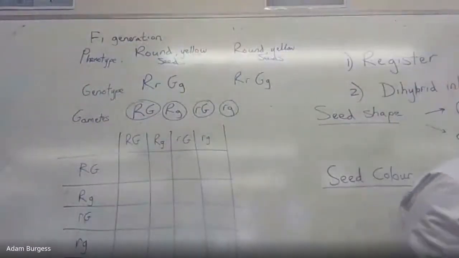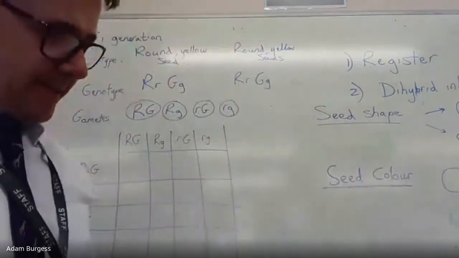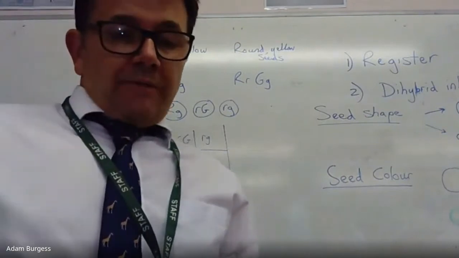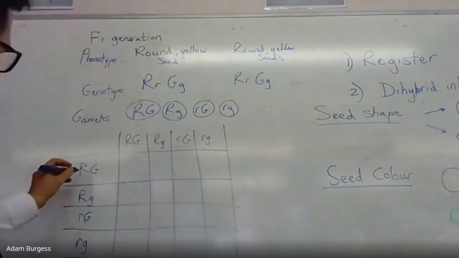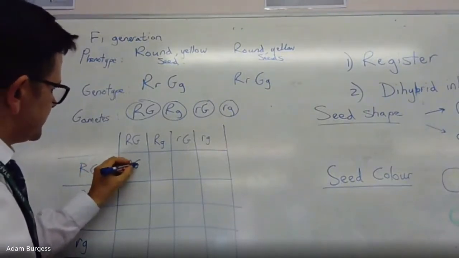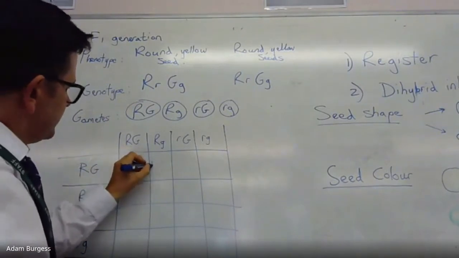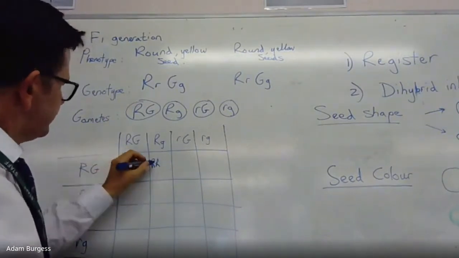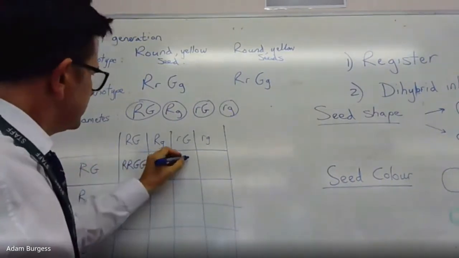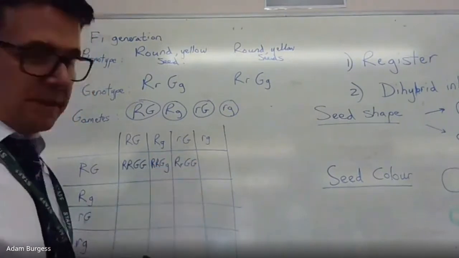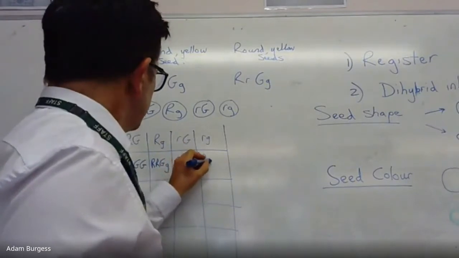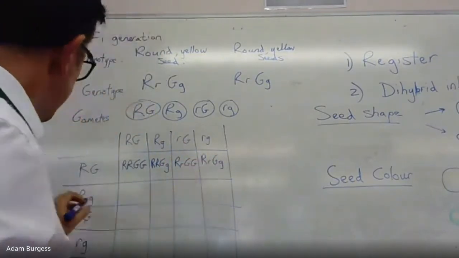So if you found that difficult, don't worry. I am going to go through it. So you have to plug in all of the gametes. Remember, you always start with the first one. So that'd be big R, big G, big R, big G, big R, big G, little g, big R, little r, big G, big R, little r, big G. It takes forever. I'll get there in the end.